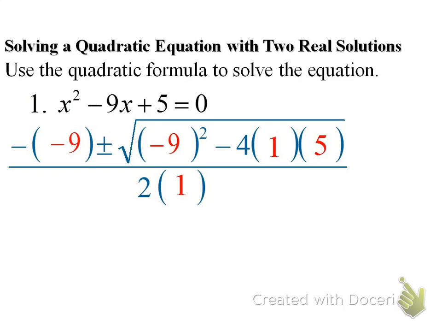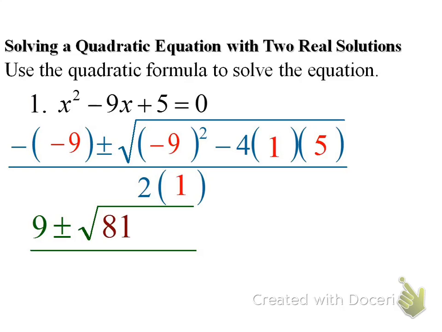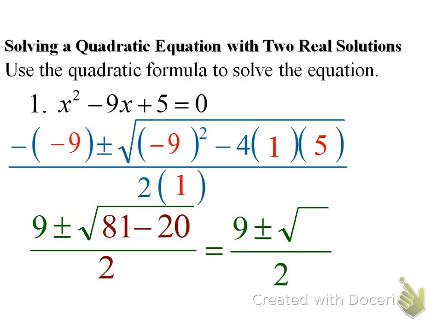Then basically you just simplify. So negative 9 is going to be positive 9. Inside your square root, you square negative 9, you get 81. Negative 4 times 1 times 5 is negative 20. And then 2 times 1 on the bottom is 2. Continue simplifying with that subtraction. You get 61.